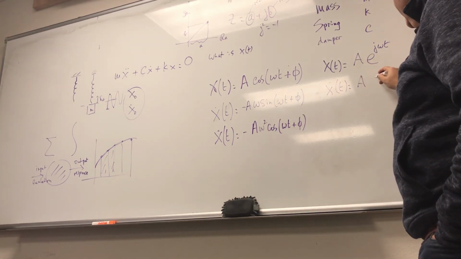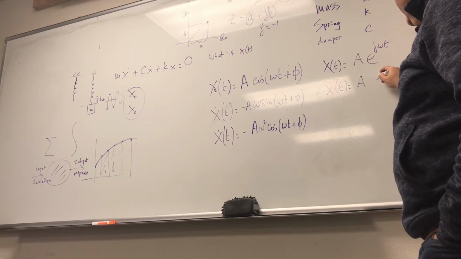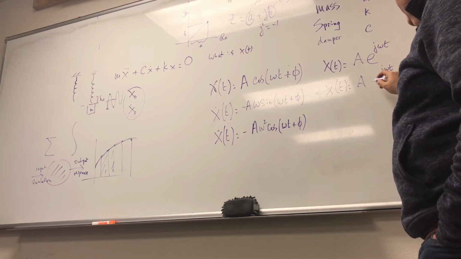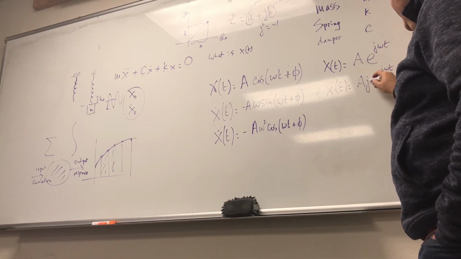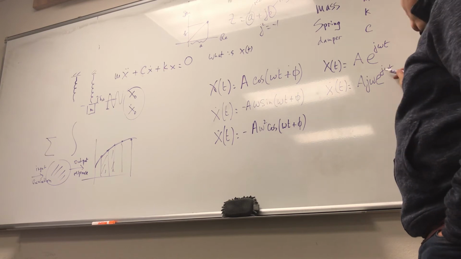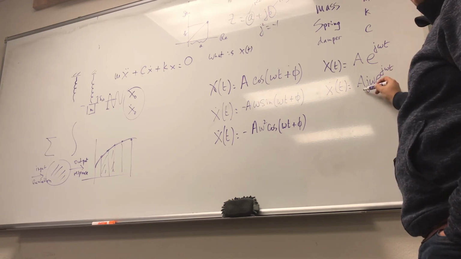A e to the jωt. The a stays the same, and then bring the jω down. So it isn't the natural log? No, it's just... There you go. Bring all of them down. Chain rule. Bring the jω inside.